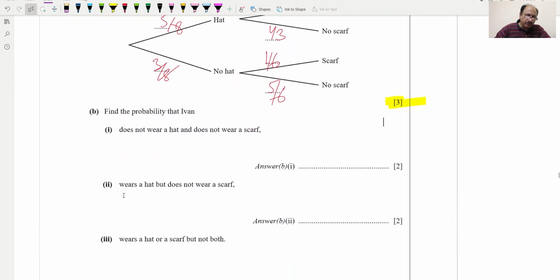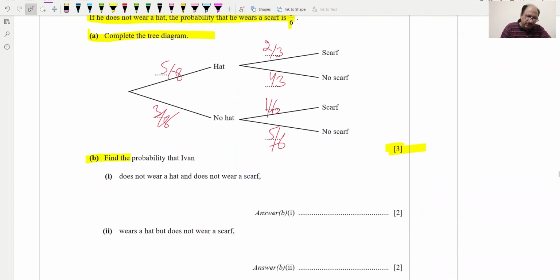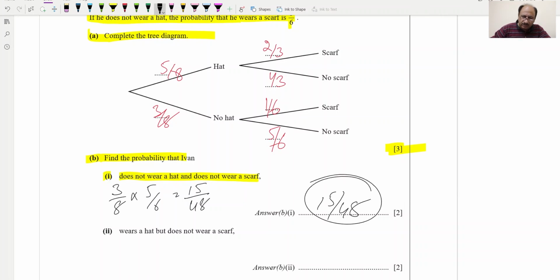Now B part, find the probability. Now what is the probability for? That Ivan does not wear a hat and does not wear a scarf. So does not wear a hat and scarf is this section. So we will be multiplying these two, 3 by 8 multiplied by 5 by 6, and this will be equal to 15 over 48. We can write this answer over here. That's all. This will be our answer, and it's 2 marks.